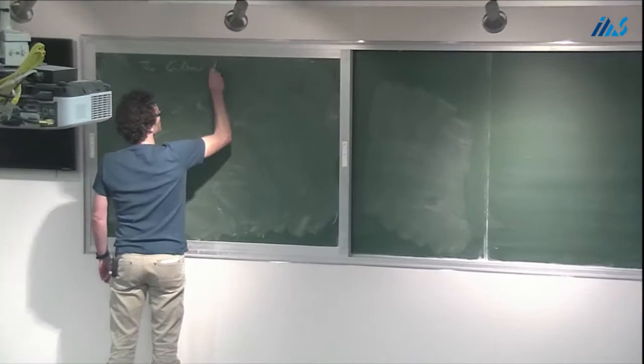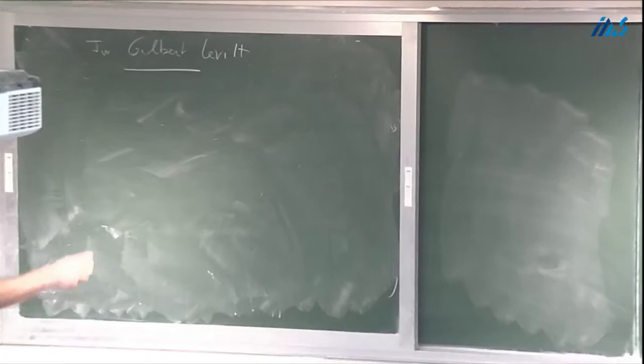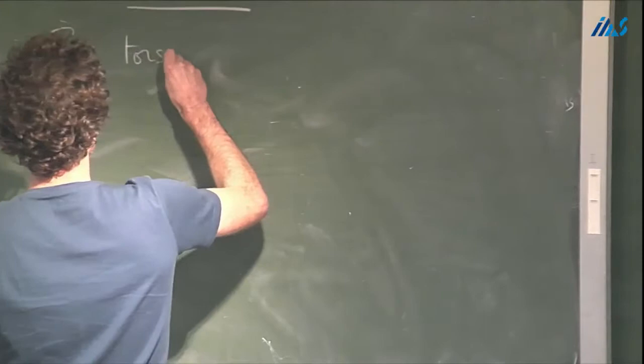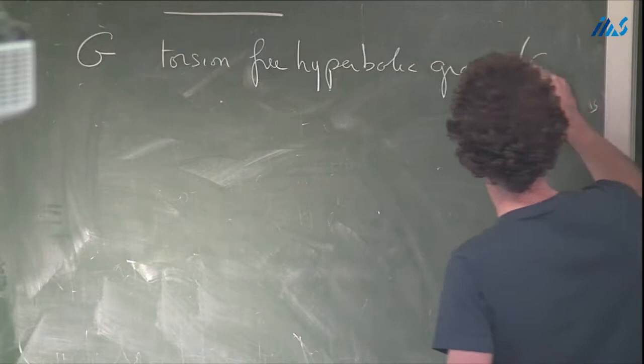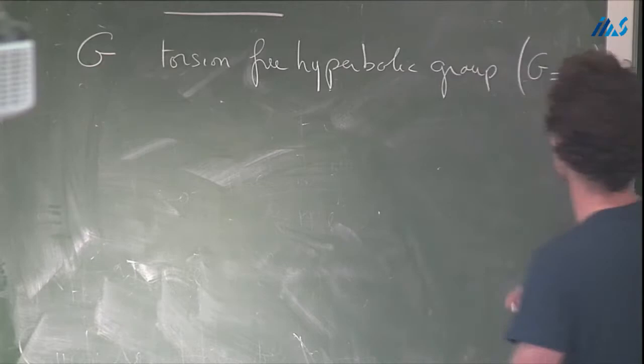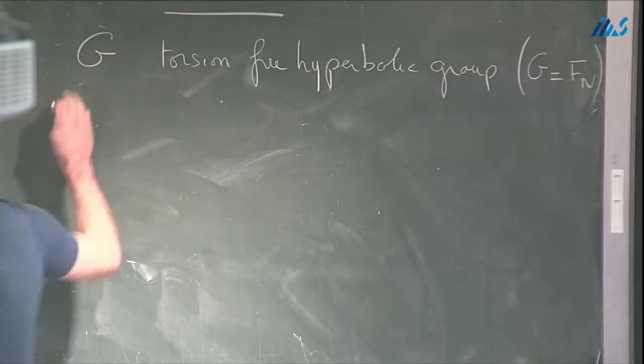And so the basic problem is the following. Start with G, a torsion-free hyperbolic group. And for many things, you may even think that G is a free group, maybe. But sometimes it's easier to explain things in this wider context.